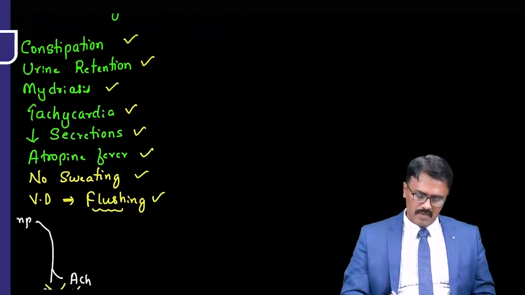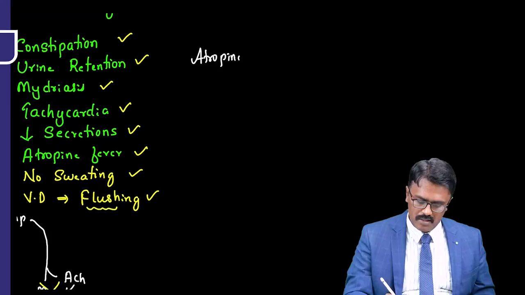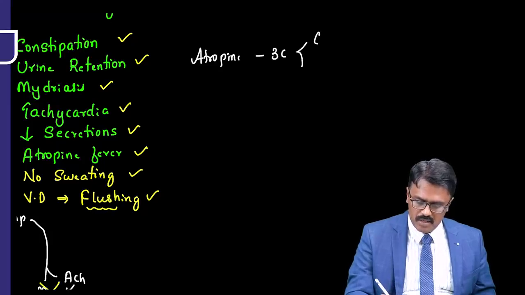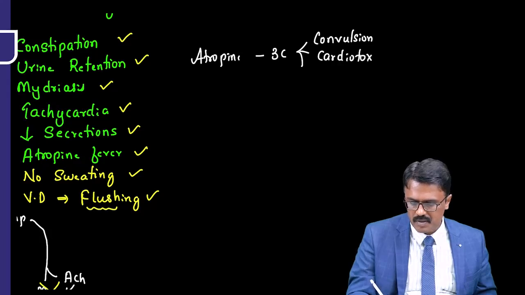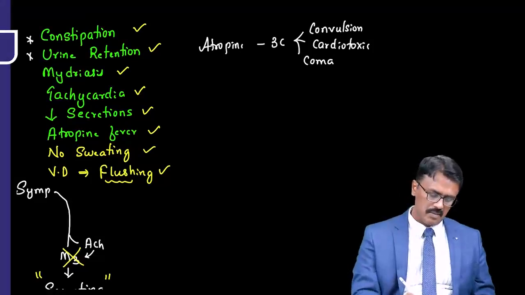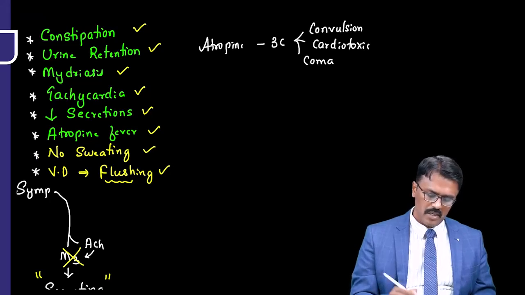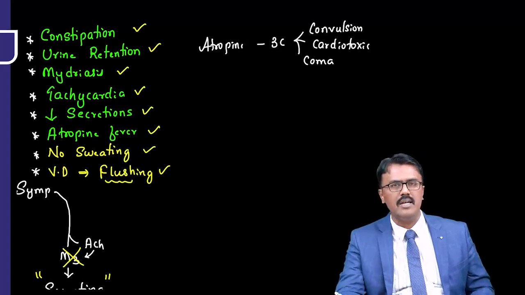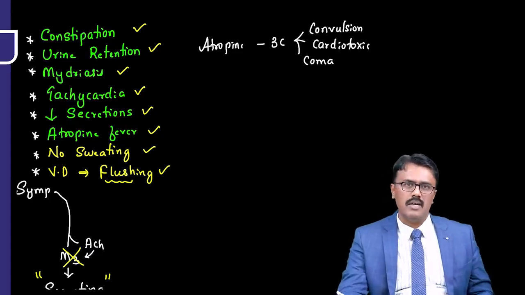Now another important aspect we need to understand in atropine poisoning. Whenever you think of atropine, remember the 3 C's. So it can cause convulsions, it is cardiotoxic, it can cause arrhythmia, and patient may go for coma. So when you see the case history, particularly check the pupil. If pupil is mydriatic, obviously we have to go for atropine poisoning. Either you can ask it as atropa belladonna poisoning, or it is also called as datura poisoning.